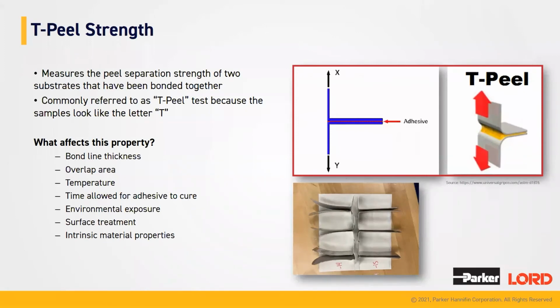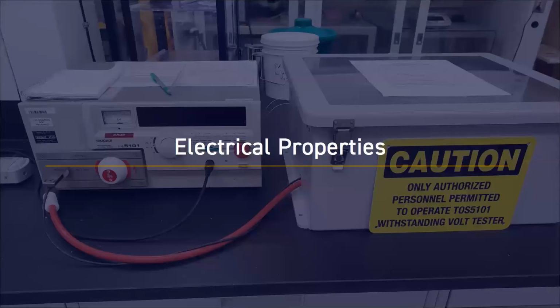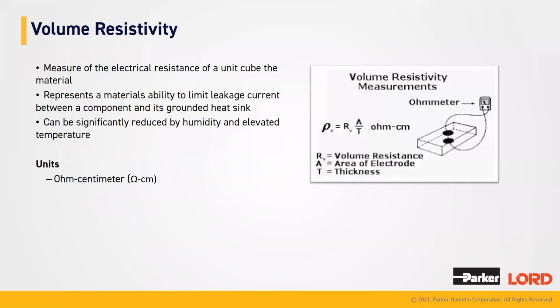And so loads are applied in the X and Y direction, in the vertical directions, to pull the substrates apart, so it evaluates the strength of that bond there. And again, as I mentioned on the last slide, the amount of material applied, so bond line thickness, overlap area, temperature, and amount of time to cure, environmental exposure, surface treatment, and any intrinsic material properties also impact the T-peel separation strength. Now next, on to electrical properties.